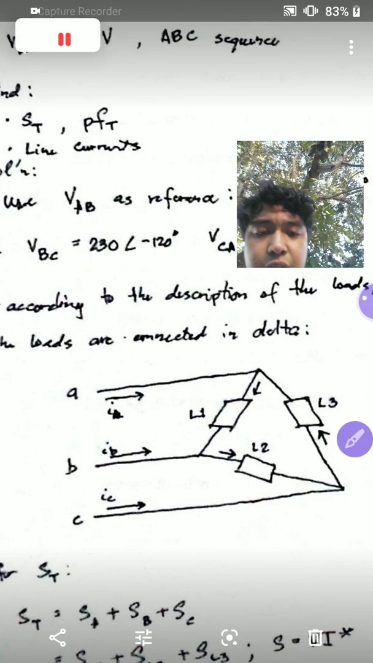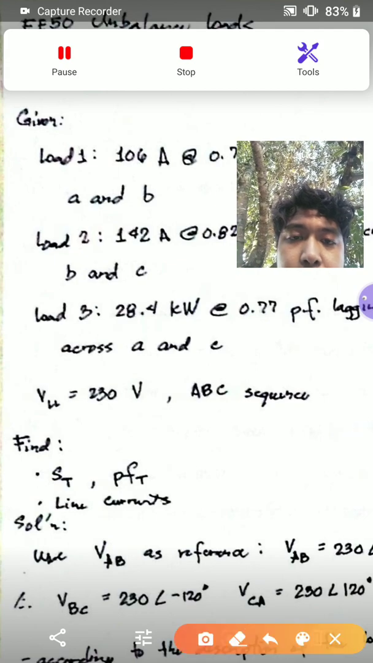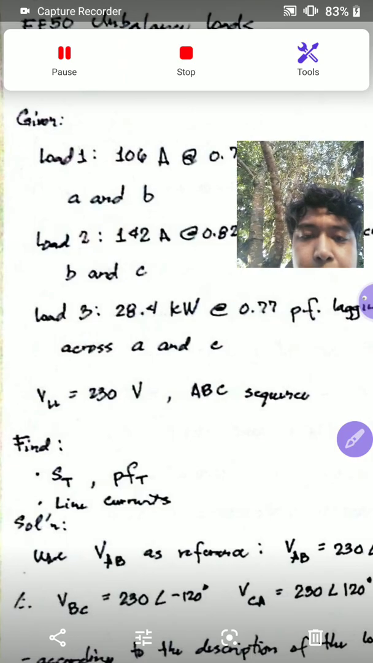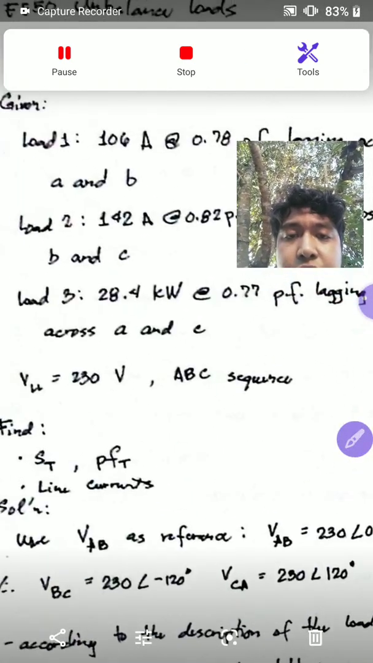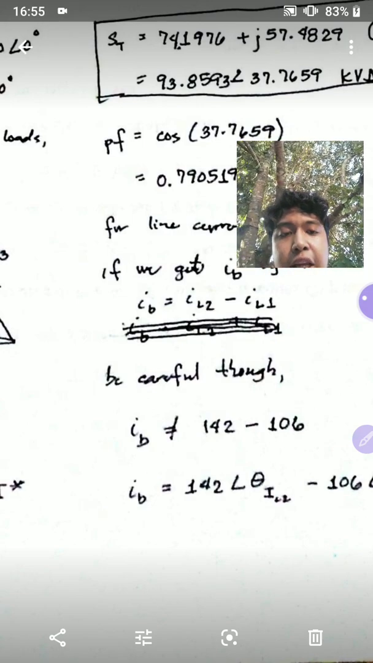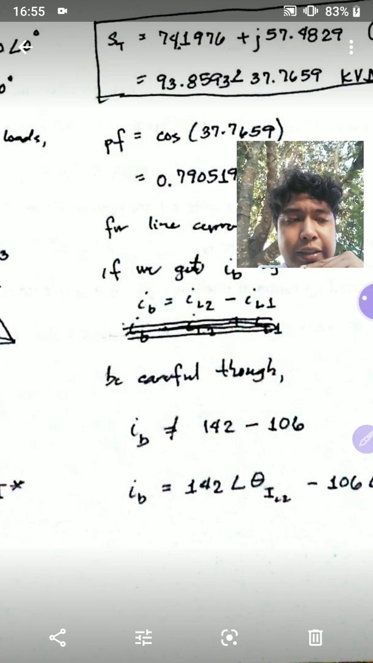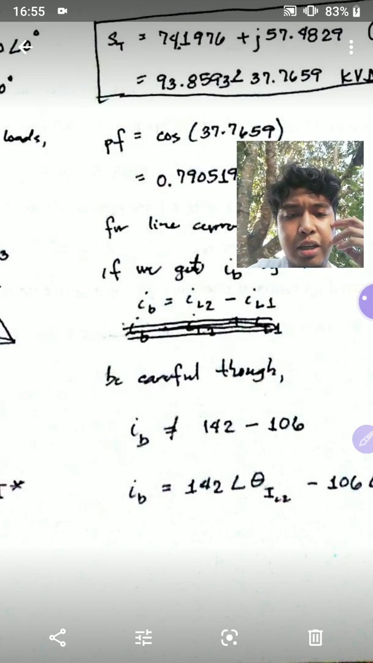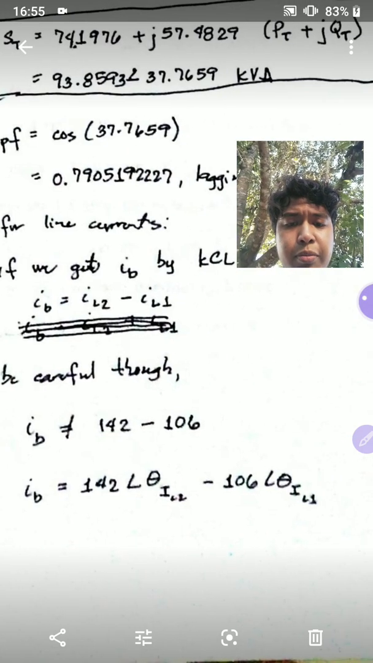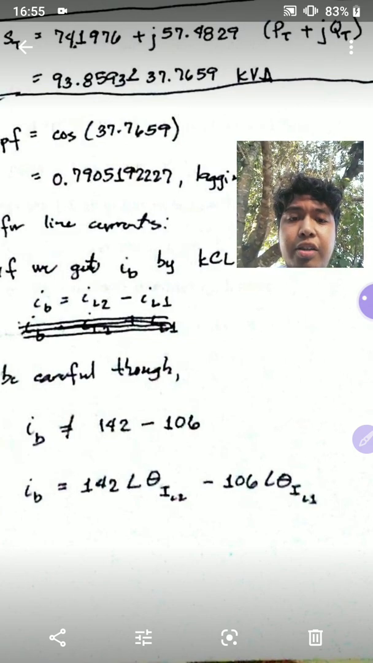So if you go back to the given, you already know load 2 as 142 amperes and load 1 as 106. However, take note that those are just magnitudes. Therefore, you cannot equate IB to 142 less 106 because that will be subtracting your vectors improperly. To do that, you'll need the angles of the currents at load 2 and load 1.